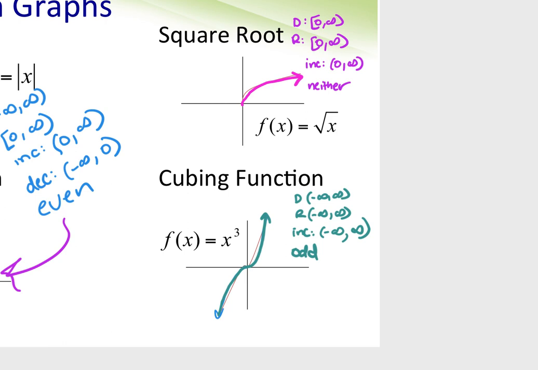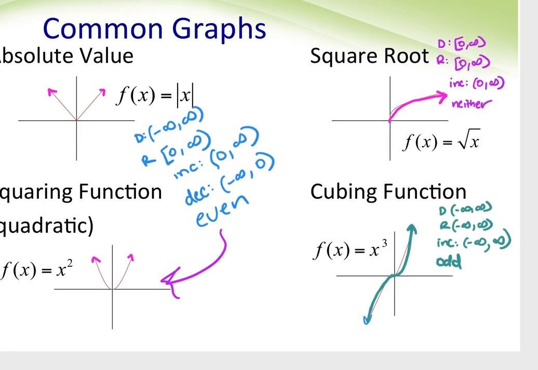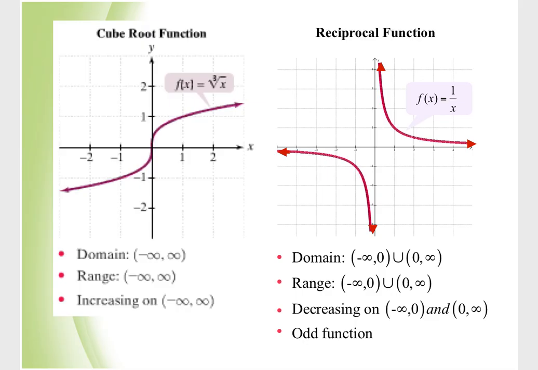Good? So again, these are parent functions. This is like recall. If I ask you to graph something that has a bunch of shifts and it starts as a square root, you have to know what the square root function looks like. You have to know absolute value, quadratic, and cubic functions. These two are less common, but you could see them: the cube root function and the reciprocal function.